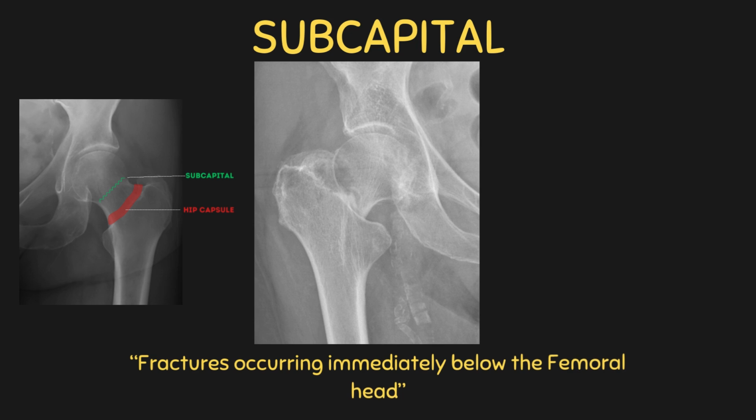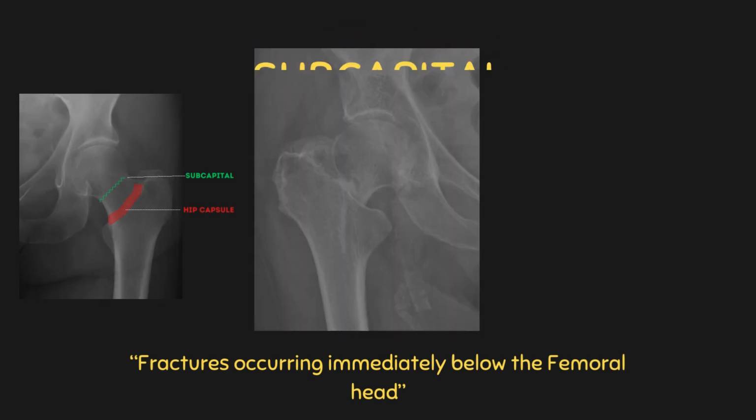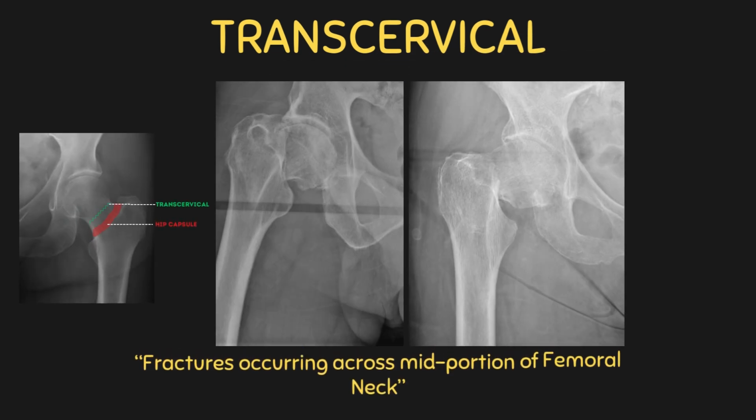Here is an example of a subcapital and therefore intracapsular fracture. These are fractures which occur immediately below the femoral head and are the most common type of intracapsular fractures. Next, we have two examples of transcervical fractures and therefore intracapsular fractures. These are fractures which occur across the mid portion of the femoral neck.